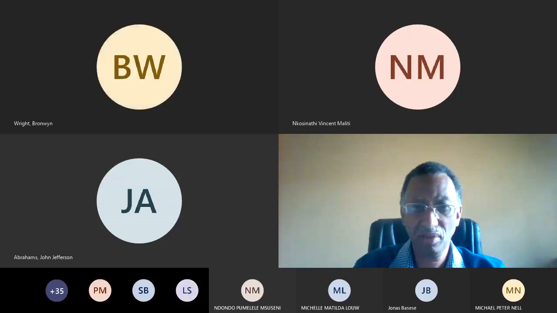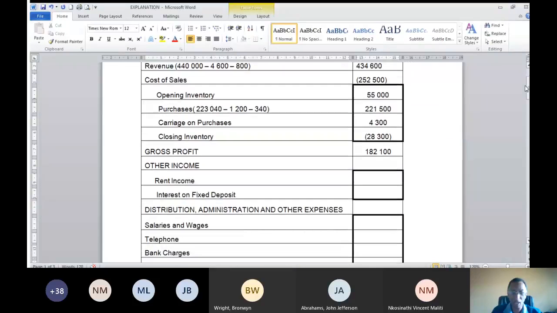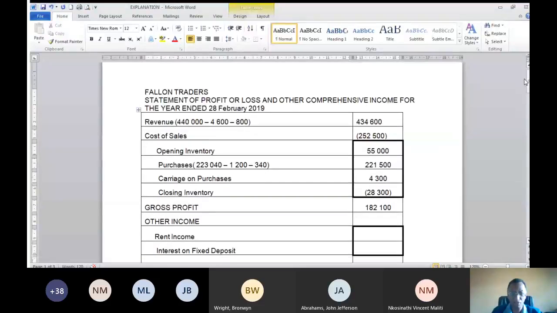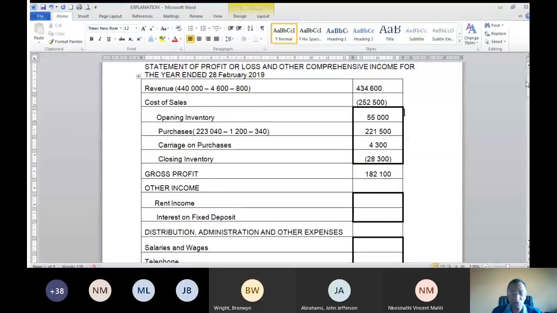Right, guys. I think there was a bit of a problem, so I am just going to go back and summarize what I've done so far, and then I'm going to take it from there. We are busy with the statement of profit and loss and other comprehensive income. Remember, our question of today is that we are only focusing on the actual format. So in order to get your format, we start off here with your revenue, which is your sales amount minus your sales returns minus your settlement discount granted, and that will give you the 434,600.